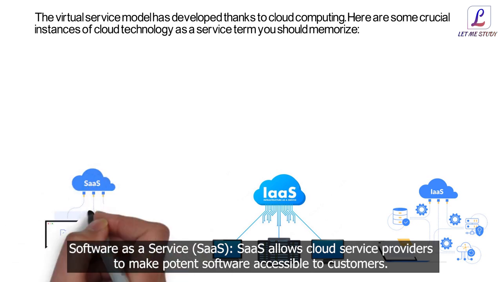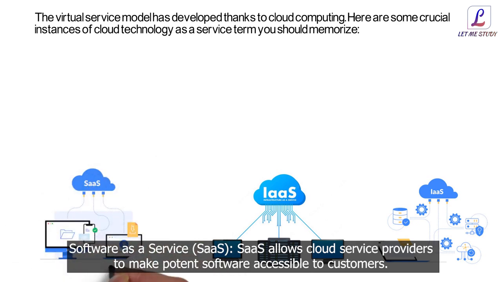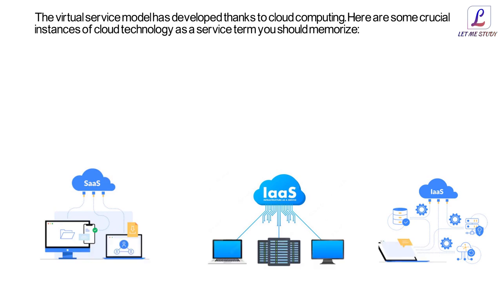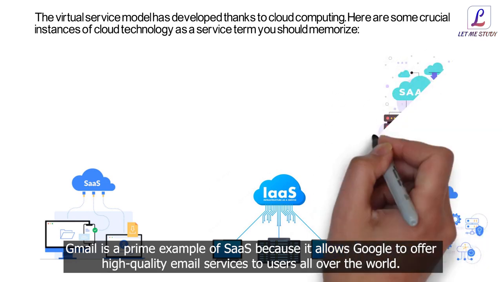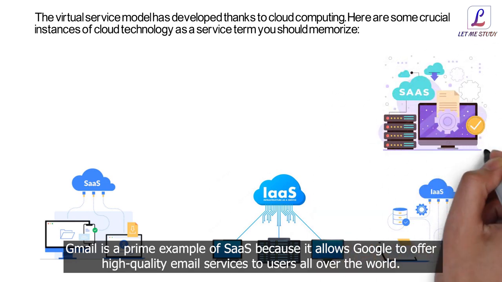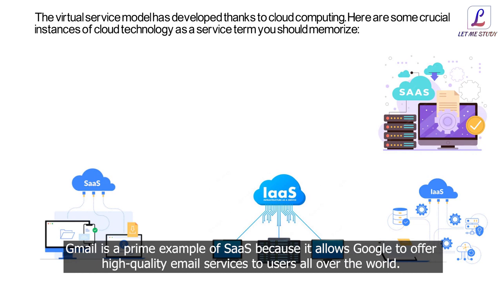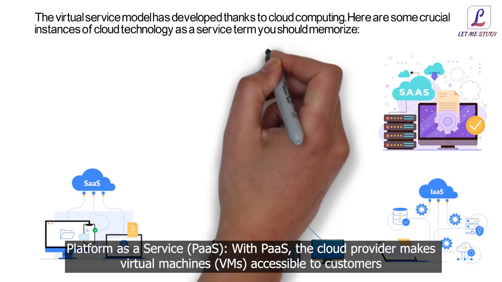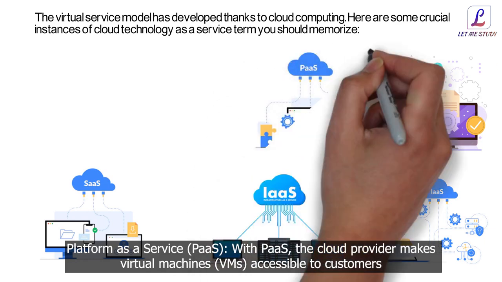Software as a Service, SaaS. SaaS allows cloud service providers to make software accessible to customers. Gmail is a prime example of SaaS because it allows Google to offer high-quality email services to users all over the world.